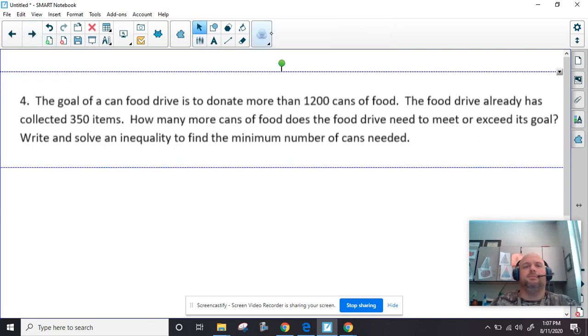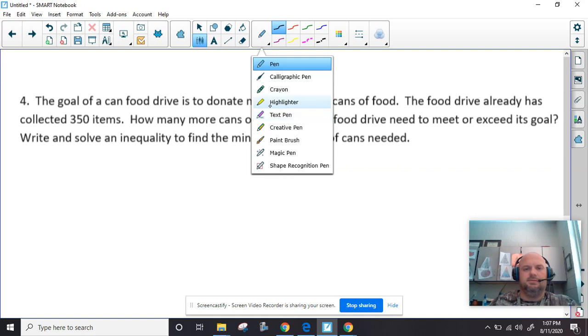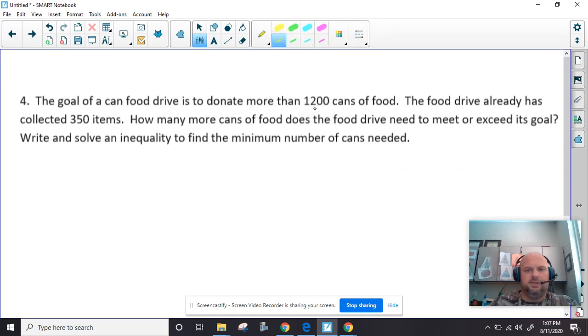All right, a word problem. I know you're so excited. All right, if we're looking at this, okay, we're going to look at the things we need. We need more than this much food, okay? So we can already write that in our inequality, all right? So if this is 1,200, we want more than that, okay? This over here should be greater than, all right?